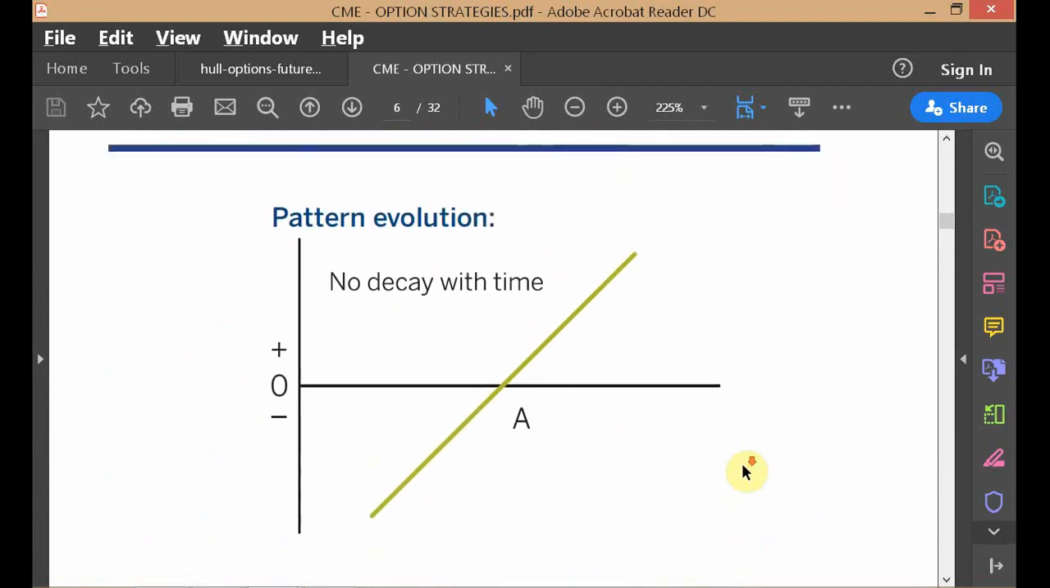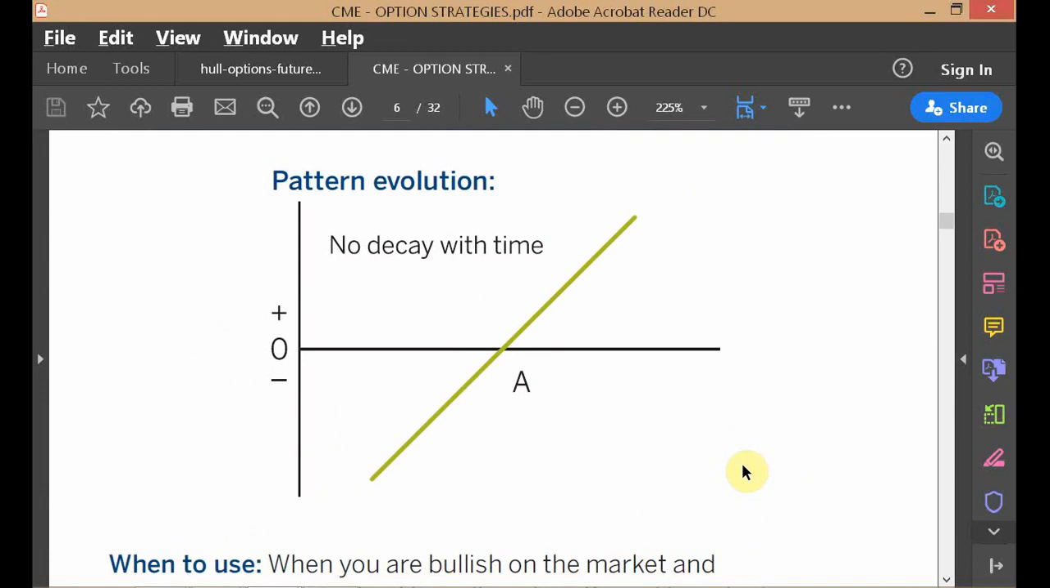Essentially, this is how you think about synthetics. A synthetic is any other position. So this is your long call, this is your long futures position. So a synthetic equivalent of, we usually talk about synthetic equivalents.